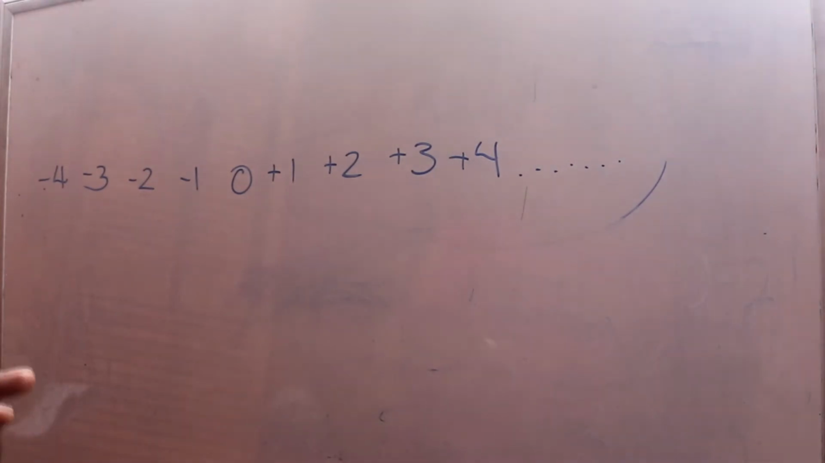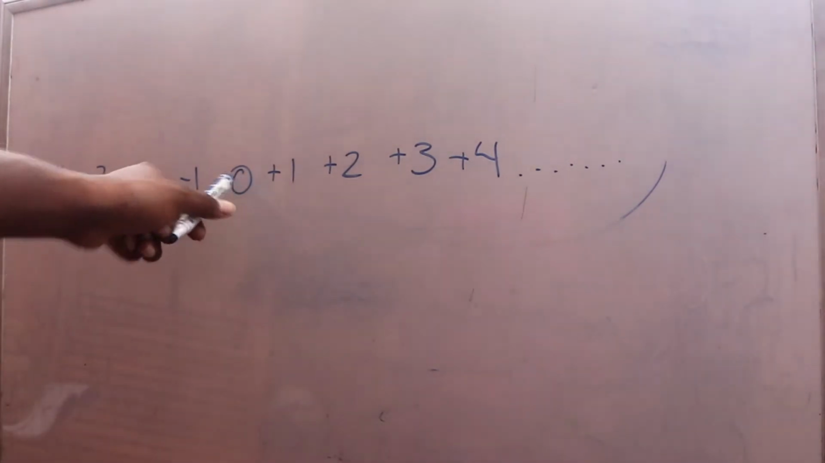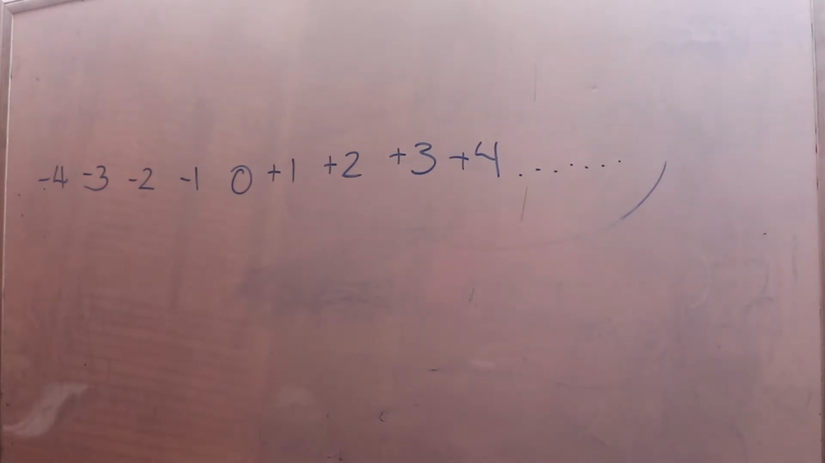Okay? Good. If you notice, 0 doesn't have a negative or positive sign in front of it. And that's good because 0 is neither positive or negative. In fact, 0 is actually neutral. Alright?